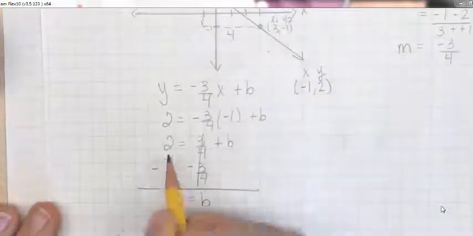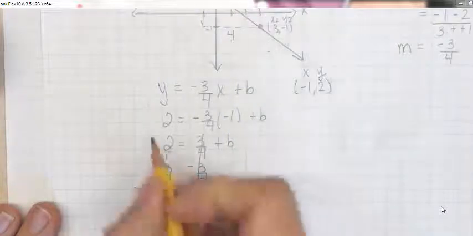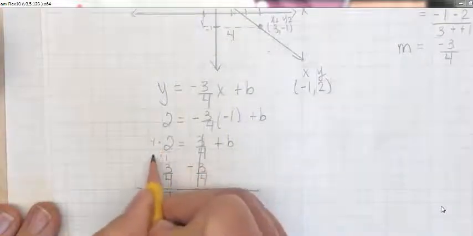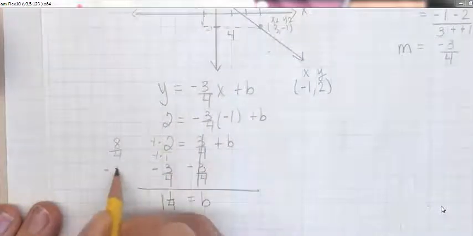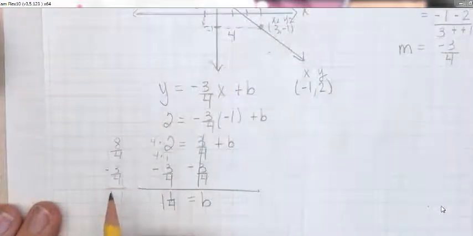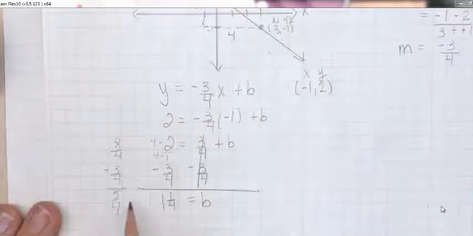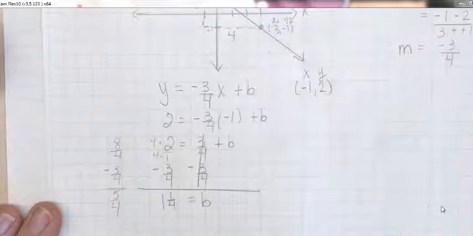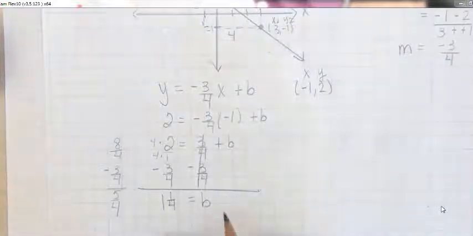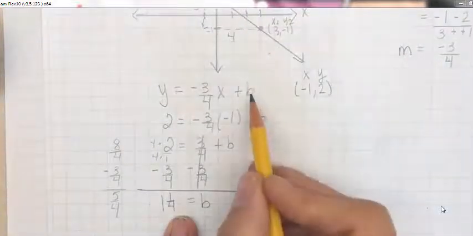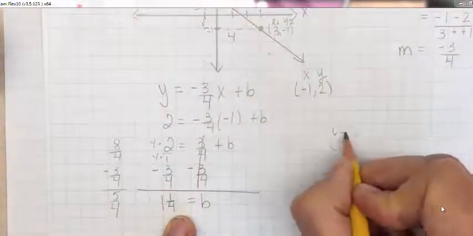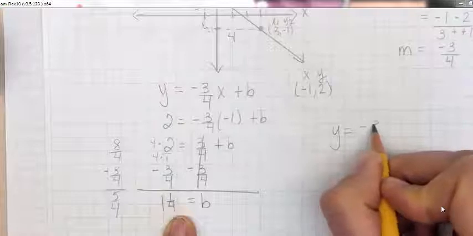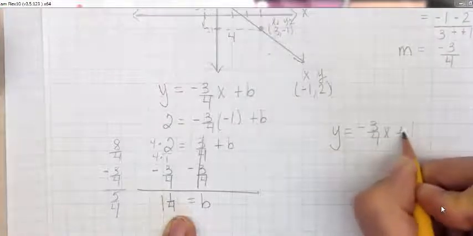Otherwise, if that's a struggle for you, think of this as 2 over 1. Get common denominators of 4. So this is 8/4 minus 3/4, which is 5/4. And 5/4 becomes 1.25, right? 4 goes into 5 one time with 1 left over. Okay, so now I'll take my b, plug it back into my equation where I was just missing b. So my final equation here is y equals -3/4 x plus 1.25.